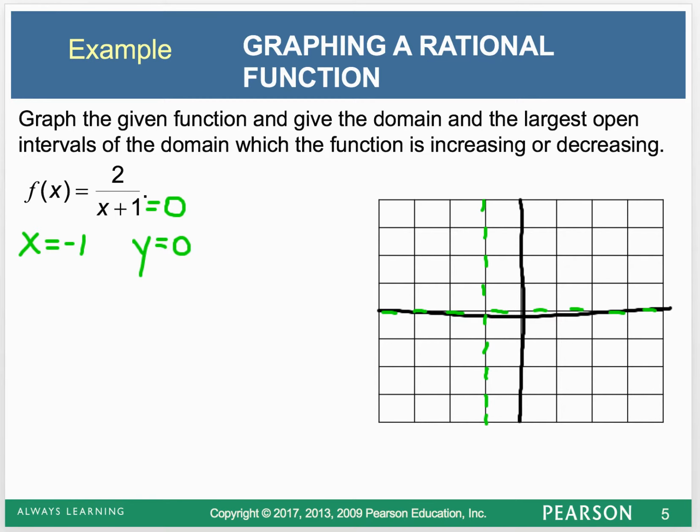So to find my y-intercept, I let x be 0. So I plug in f of 0 equals 2 over 0 plus 1, or 2. That means I have the point (0, 2). Okay, so right here, I have a point right here. So now I know it's up here, right?